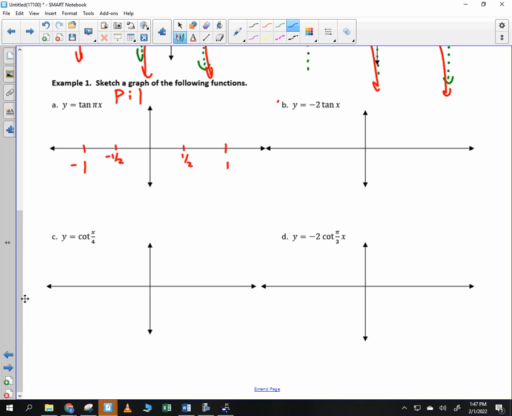Well, where do I put my zeros and where do I put my asymptotes? Zeros at the period. Good. What did you say there, Luke? Yeah, negative 1/2 and positive 1/2 is where the asymptotes go. And then, do I start down and finish up or start up and finish down? Start down and finish up. That's it.